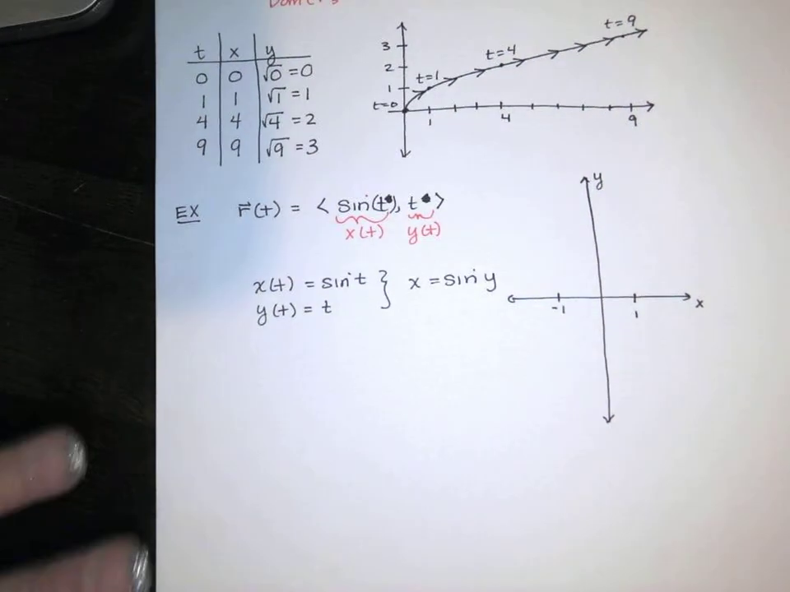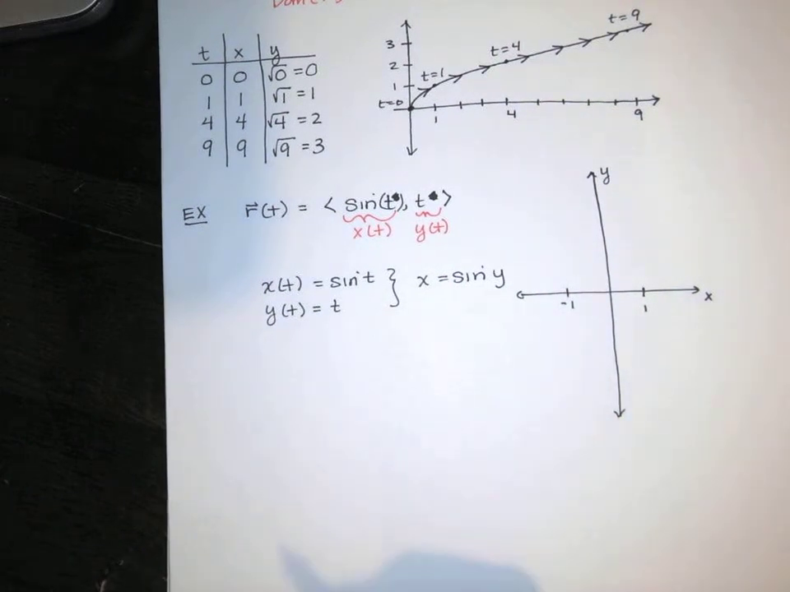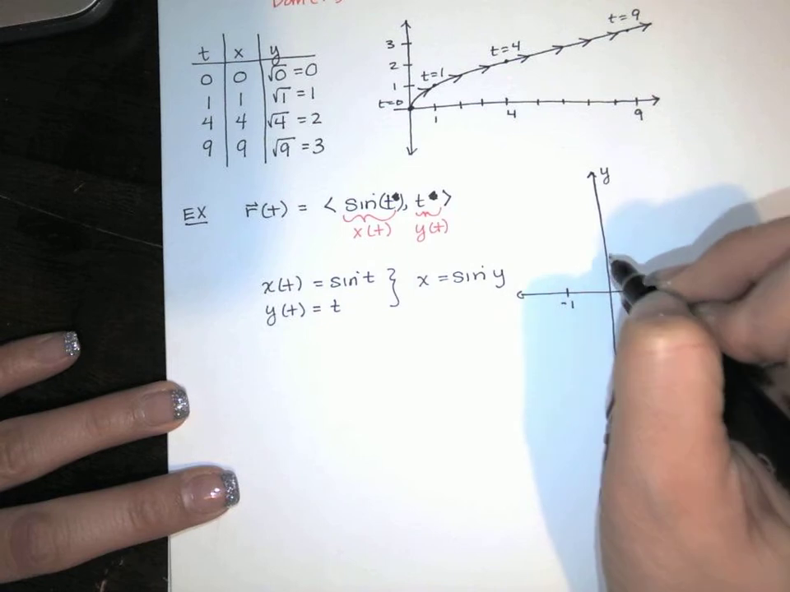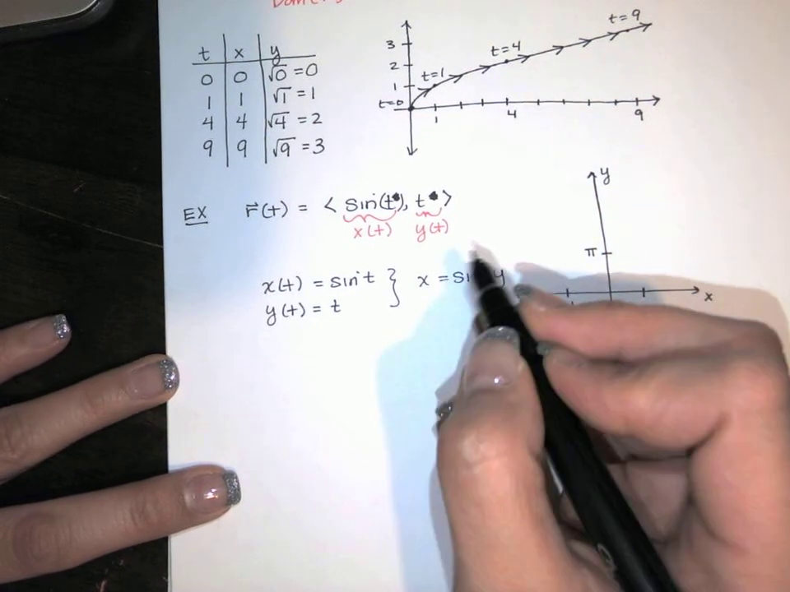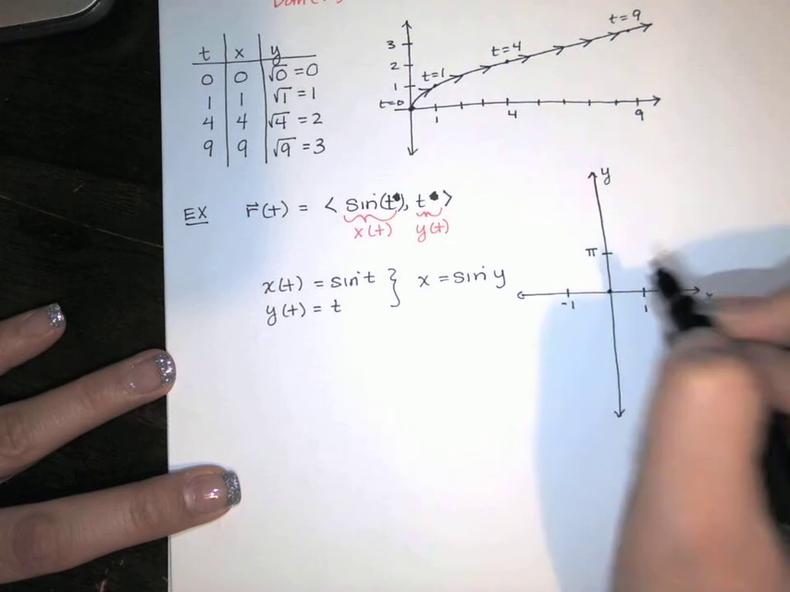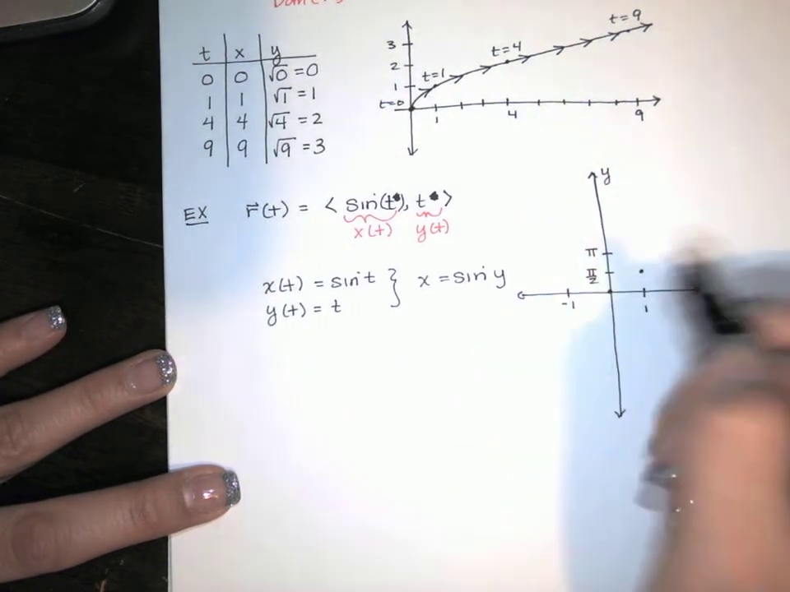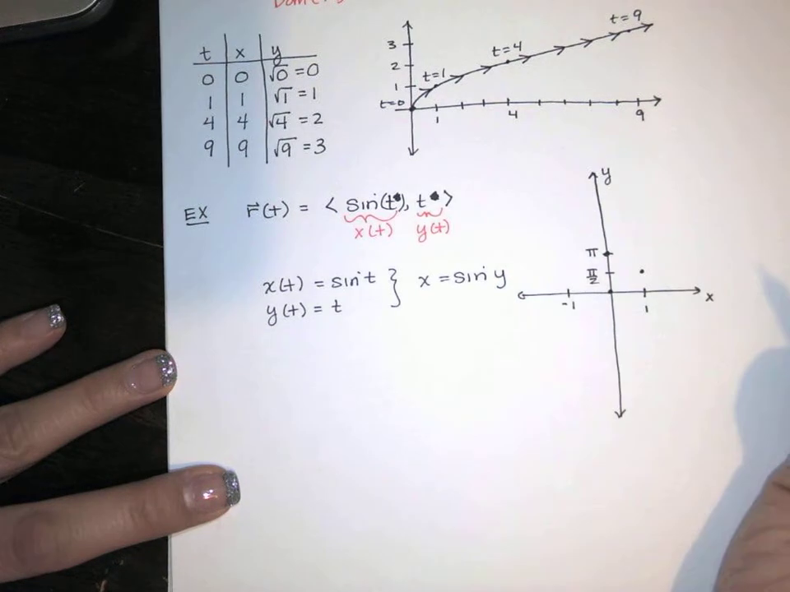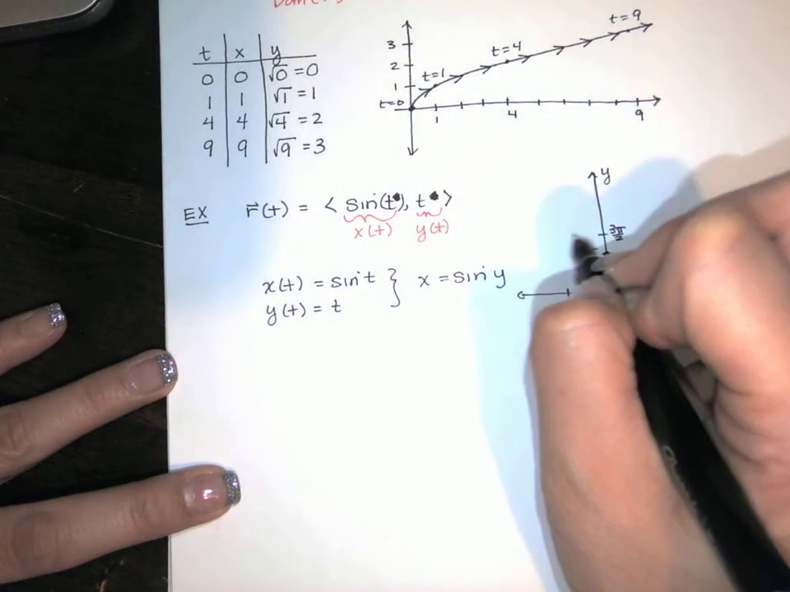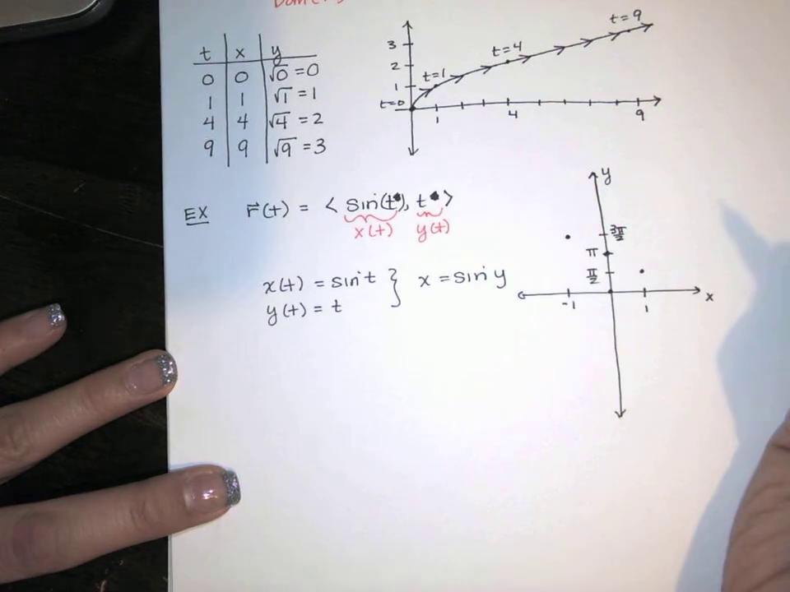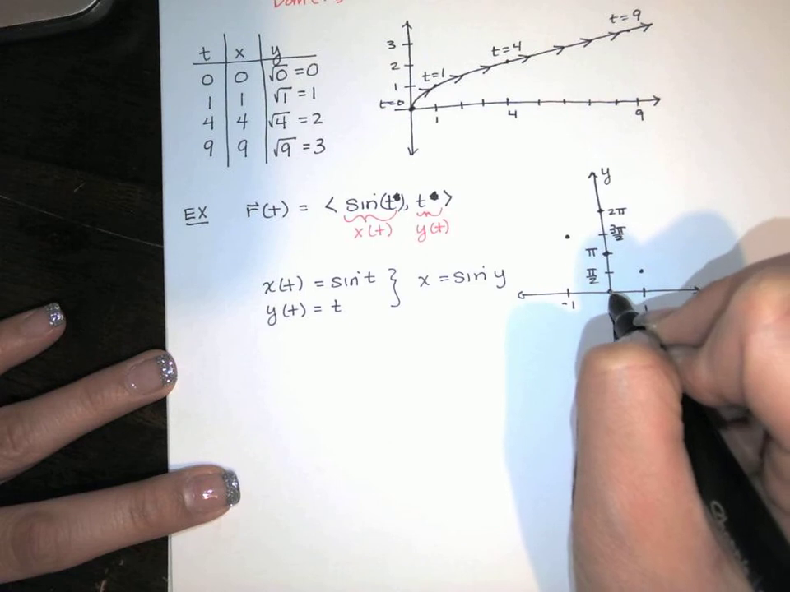You might say, oh, Miss Townsend, I'm really not sure about that. I'm going to graph it, and then we can plot some points and talk about where those are in the graph. So sine of 0 is 0. Sine of pi over 2 is 1. Sine of pi is 0. Sine of 3 pi over 2, that's negative 1. And sine of 2 pi is 0. So it looks like this.